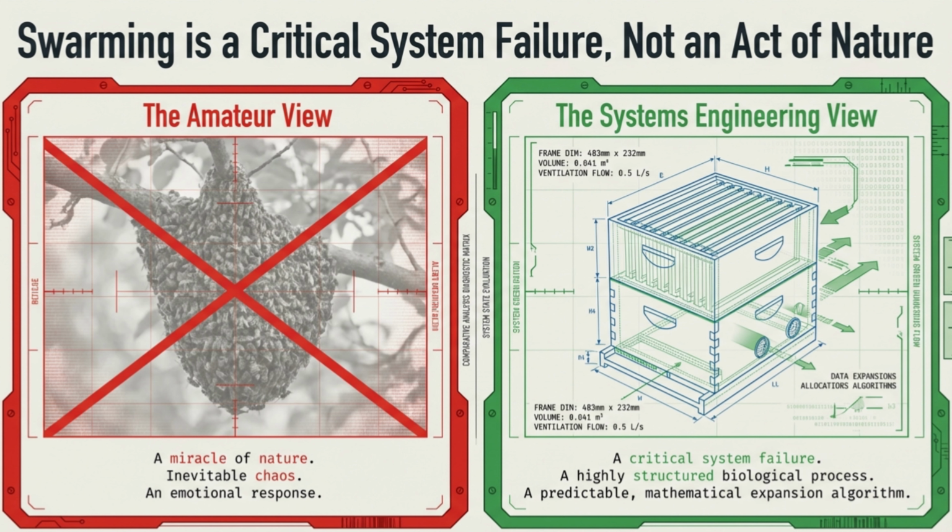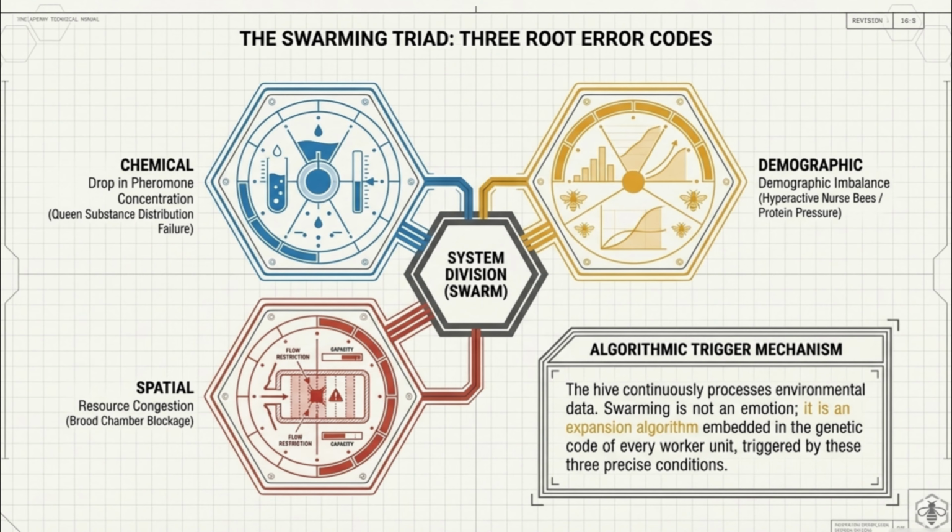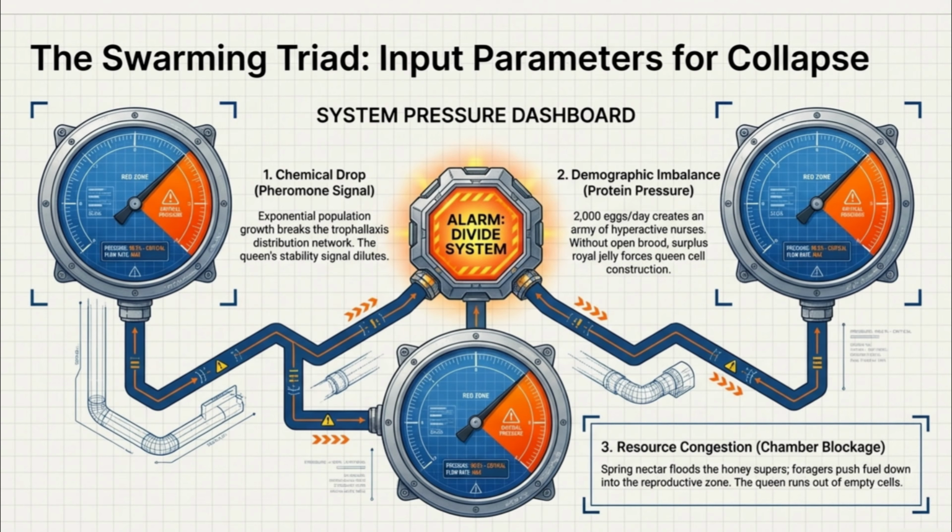Most beekeepers see swarming as a force of nature, as something that simply happens. That is an amateur approach. The truth is exact. Swarming is not chaos. It is a highly structured biological process. It is an expansion algorithm deeply embedded in the genetic code of every worker unit. Bees do not leave because they are unhappy. They divide because they follow a perfect mathematical pattern.